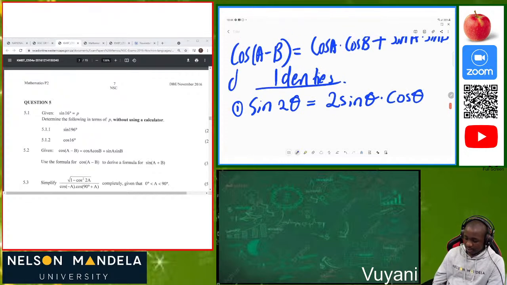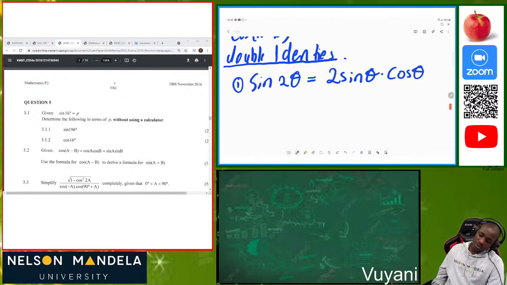This is our double identities. We have sine 2 theta, which is equivalent to 2 sine theta times cos of theta.